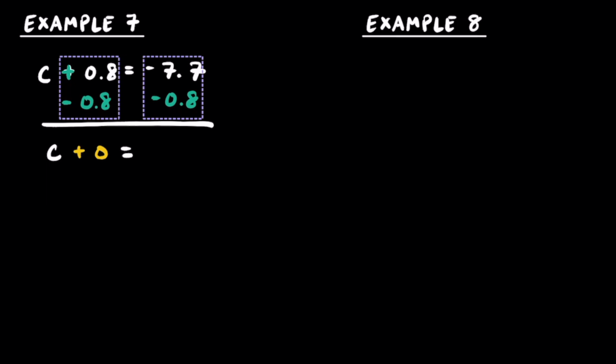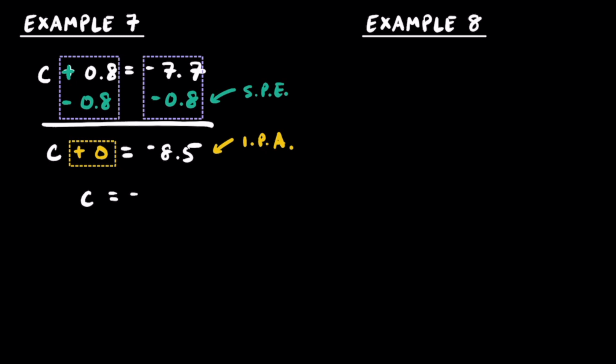On the right side, this negative 7.7 take away 0.8 should get even smaller, and that's going to equal negative 8.5. When we subtracted 0.8 from both sides of the equation, that's using the subtraction property of equality, and in just a moment we're going to drop the 0, and that's using the identity property of addition. By dropping that 0, we can write that c, or 1c, is equal to negative 8.5. There's our solution.